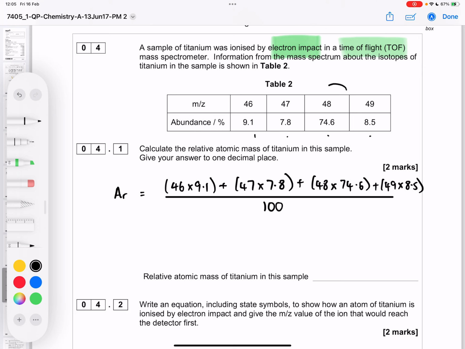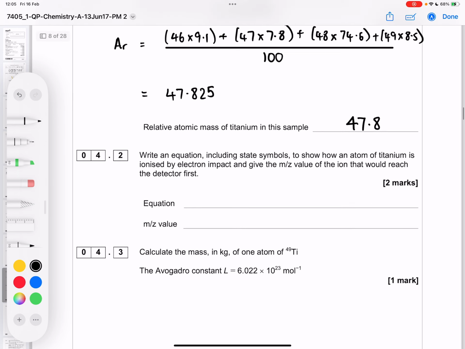Now, before we start doing this on our calculator, we can notice that 48 is by far the most abundant isotope. So, of all the isotopes, we're expecting our answer to be closest to 48. If we type all that in our calculator, we get 47.825. But the question asks us to give our answer to 1 decimal place, so 47.8.